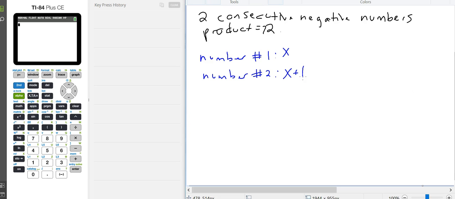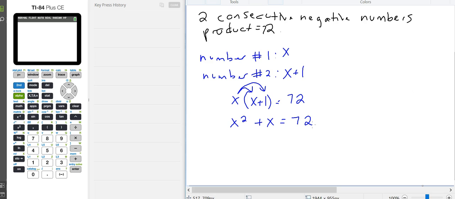We have two numbers now, x and x plus 1, and their product is 72. So let's set up the problem. X times x plus 1 is equal to 72. Now all we have to do is solve this like a regular quadratic equation. We're going to distribute the x. X times x is x squared. X times 1 is x. X squared plus x is equal to 72.